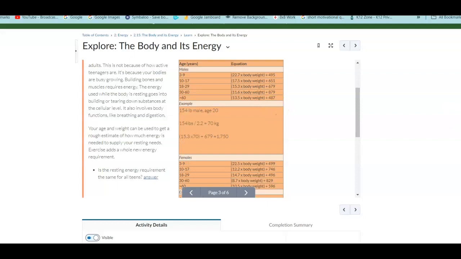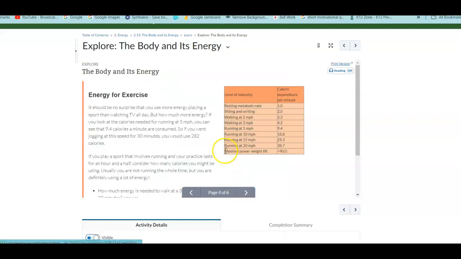So question 3, what does your body use energy for when you're resting? It talks about that here. Building or tearing down substances at a cellular level, and involves body functions like breathing and digestion. So it does take energy for those things to happen. And what equation would you use to determine how much energy your body uses on a daily basis? So this gets us the resting amount, and then the next one, energy for exercise.